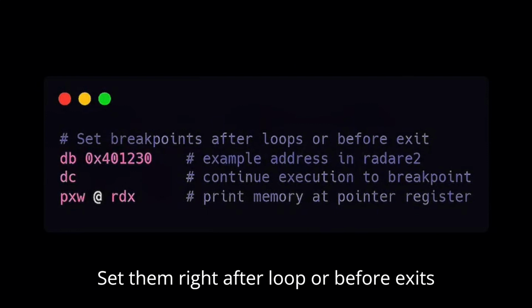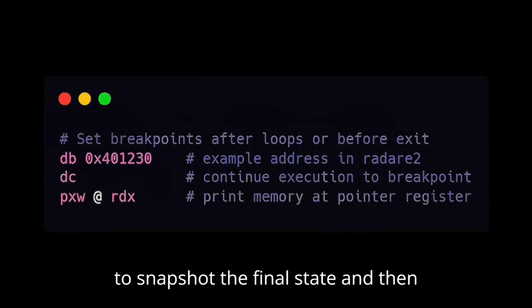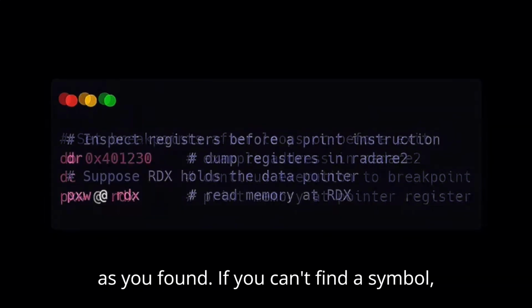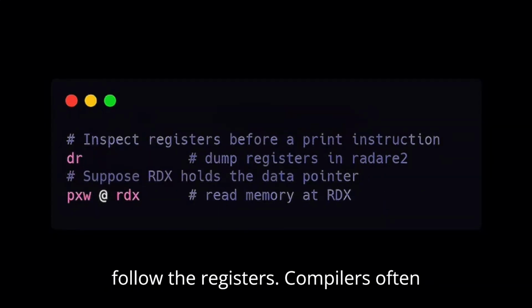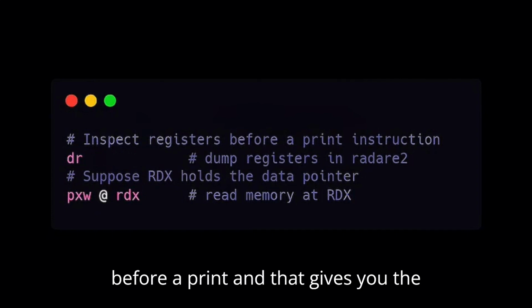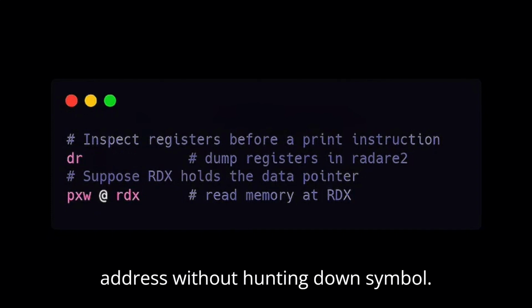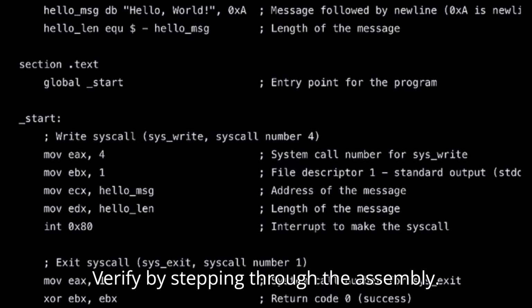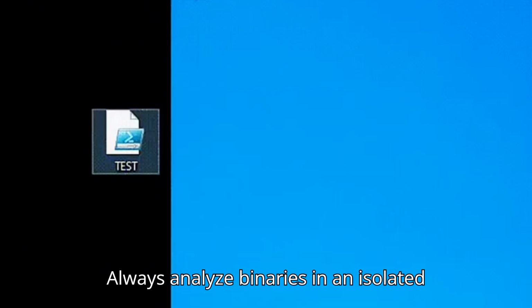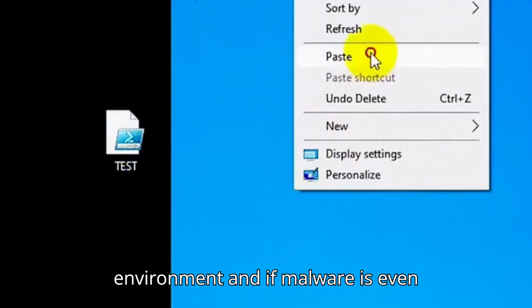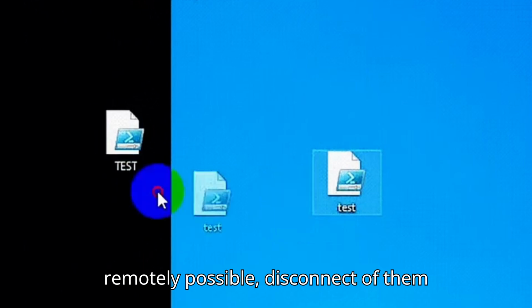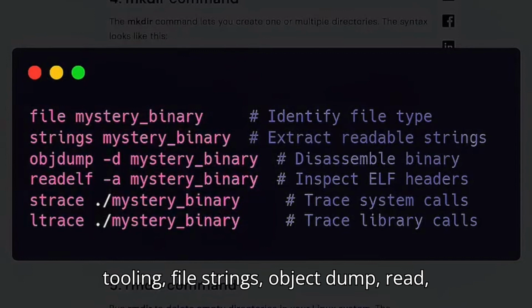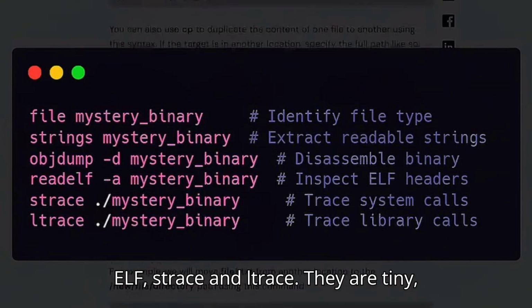Use breakpoints smartly. Set them right after loops or before exits to snapshot the final state, and then print the memory at the pointer registers you found. If you can't find a symbol, follow the registers. Compilers often leave the pointer in a register right before a print, and that gives you the address without hunting down symbol names. Don't assume the decompiler is correct. Verify by stepping through the assembly. Always analyze binaries in an isolated environment, and if malware is even remotely possible, disconnect the VM from the network. Learn the basic Linux tooling: file, strings, objdump, readelf, strace, and ltrace. They are tiny, fast, and indispensable.